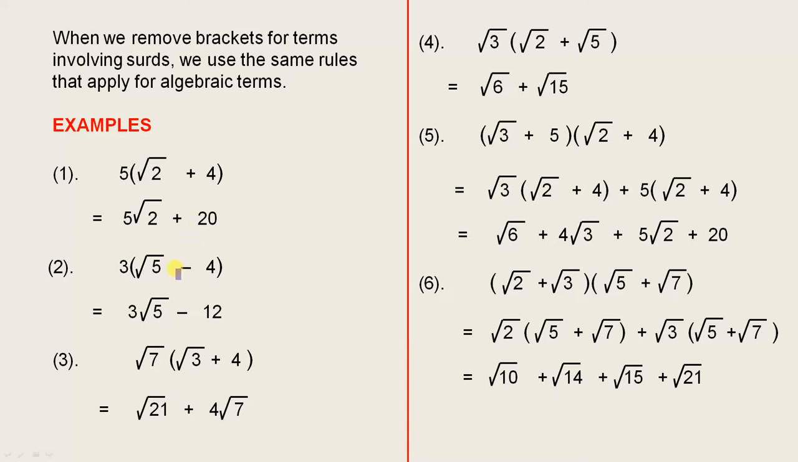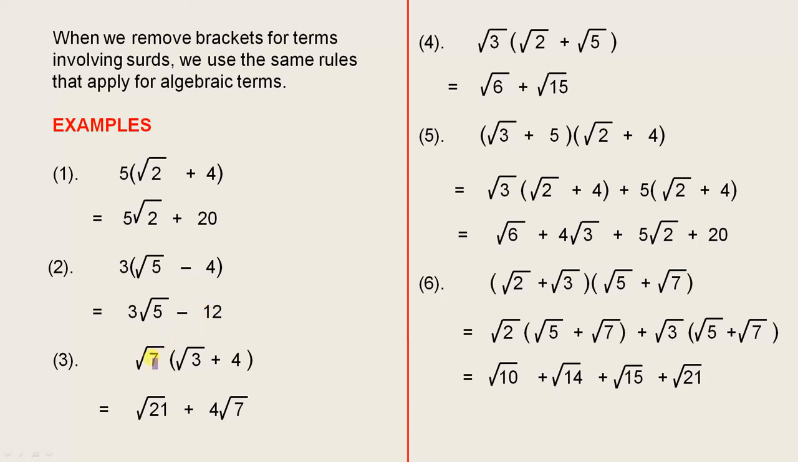Number 2, 3 the square root of 5 minus 4. So 3 is outside the brackets, and inside the brackets we have those terms. So that will give us 3 the square root of 5 minus 12, because 3 fours are 12. They are unlike terms, so they stay as they are.